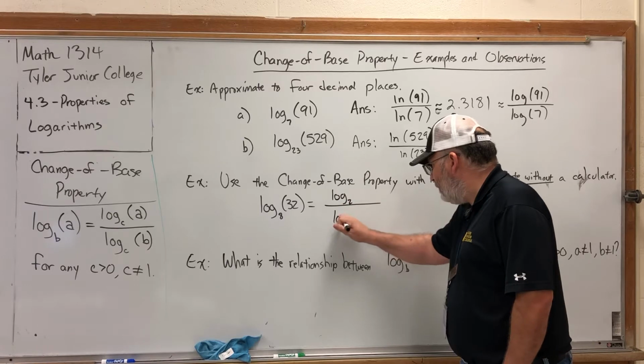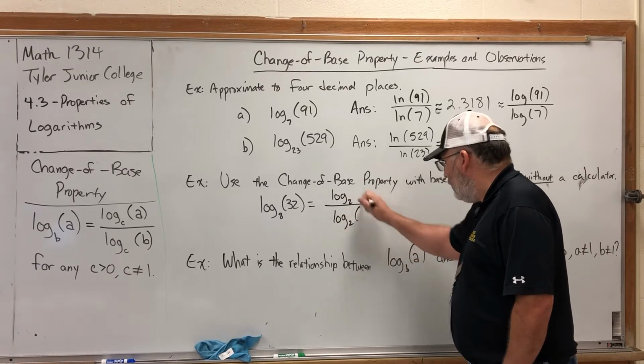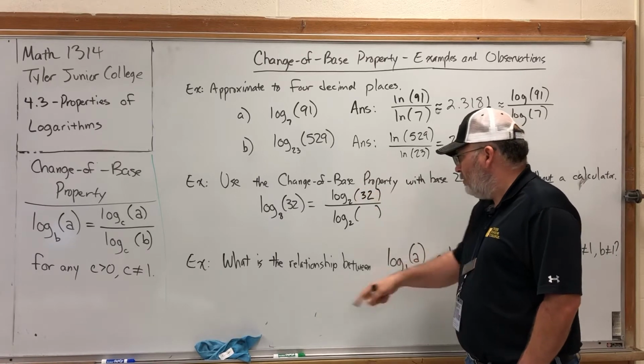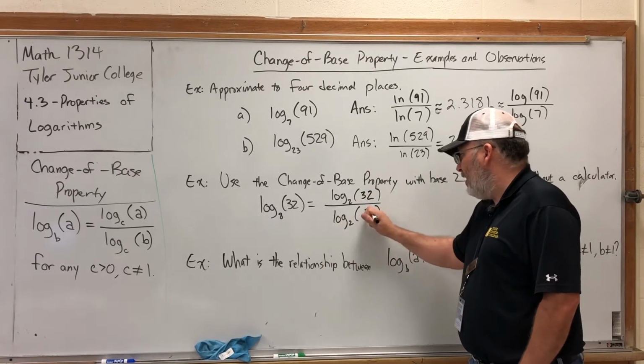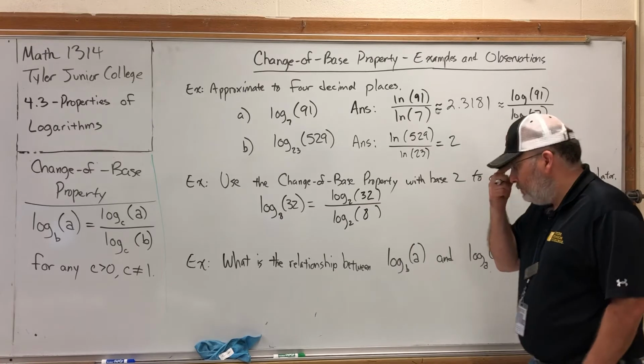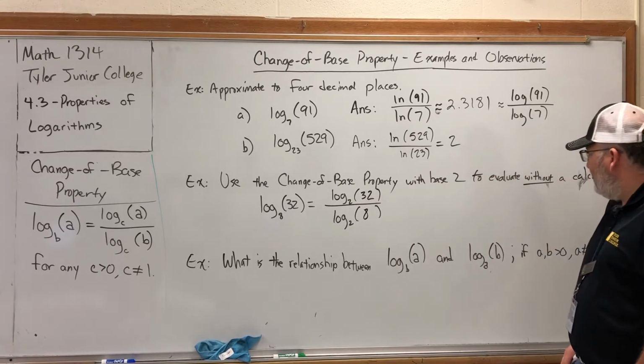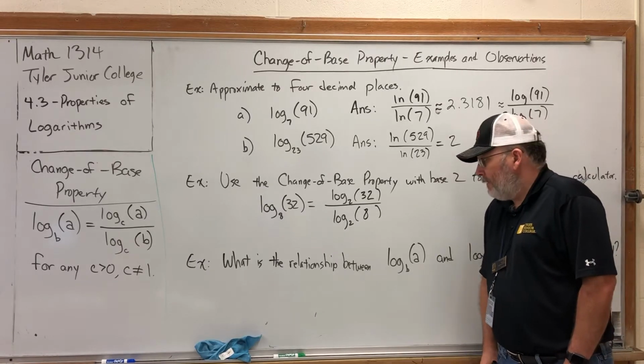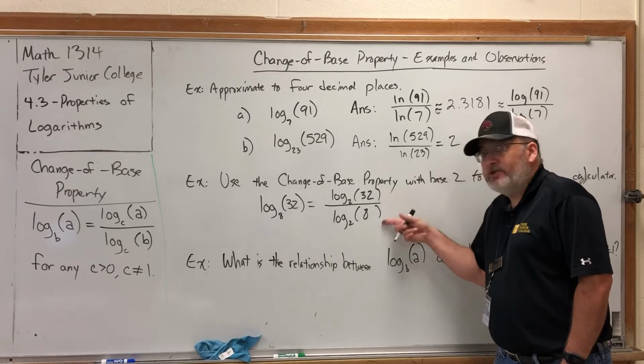Log base 2. Original argument is the argument in the numerator, so 32. Original base is the argument in the denominator, so 8. Do you see why using base 2 is a slick move here? Because I know the answers to both of these questions.